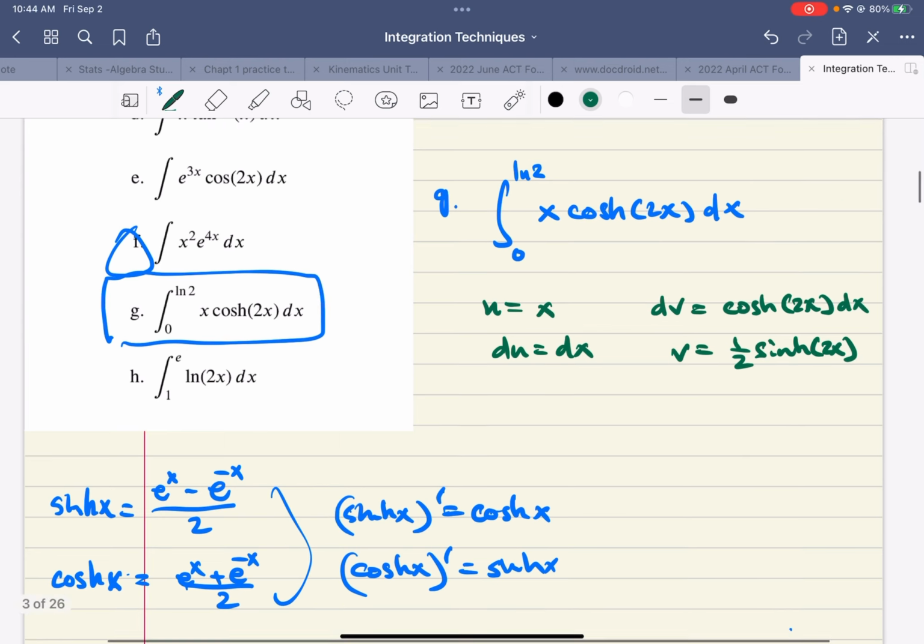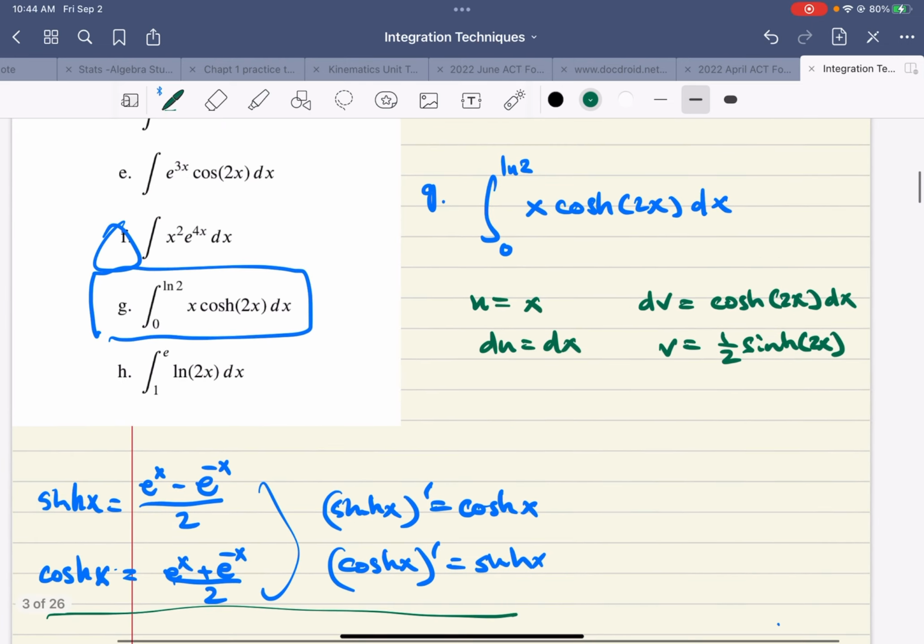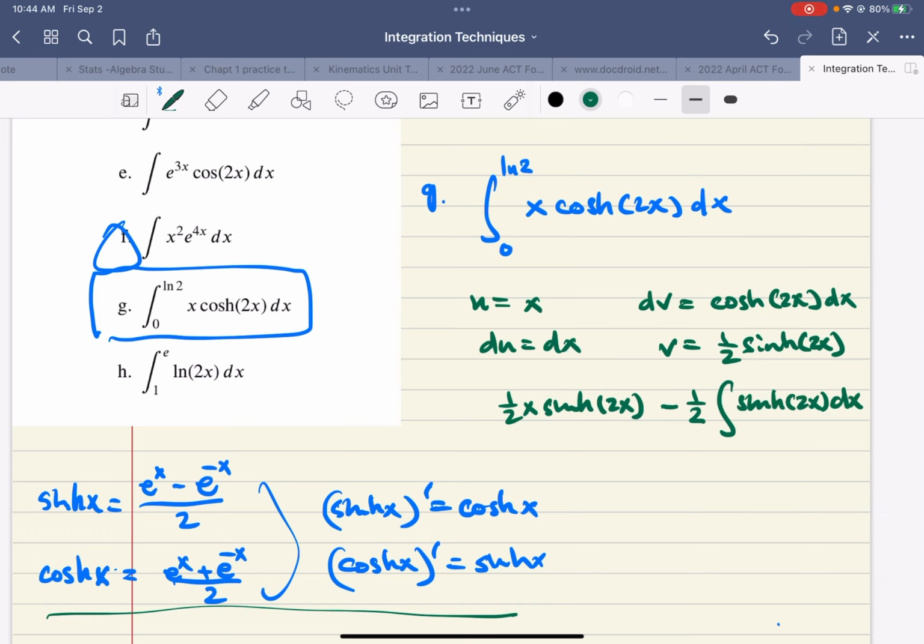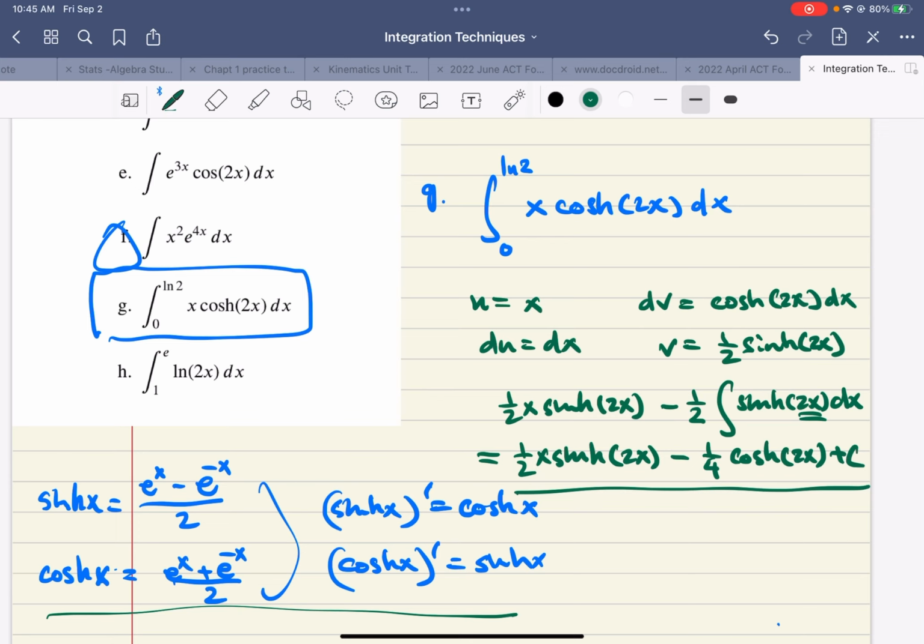Okay, using that one. So uv is 1/2 x hyperbolic sine 2x minus v du, 1/2, you can take it out, hyperbolic sine 2x dx. Okay, so finally then 1/2 x hyperbolic sine 2x minus the integral of hyperbolic sine, which is hyperbolic cosine, but if you consider the chain rule, it'll be 1/4 hyperbolic cosine 2x plus c. So that will be your final answer.